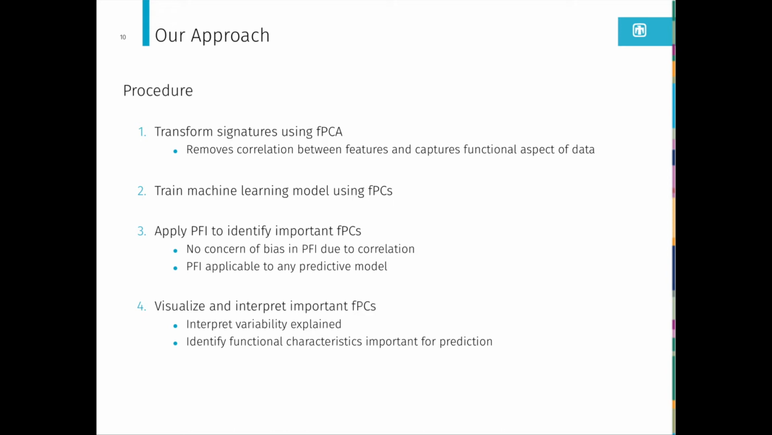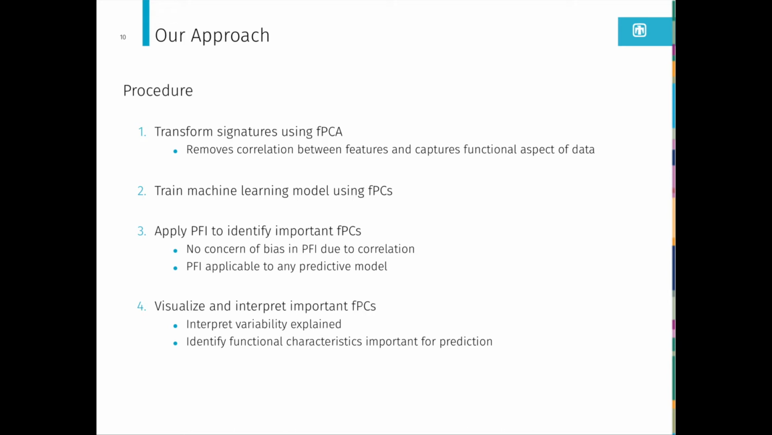However, just knowing which fPCs are important is not enough to understand the model prediction process. Thus, we use several visualizations for interpreting the functional variability explained by the important fPCs to identify the aspects of the functions that are important for prediction.